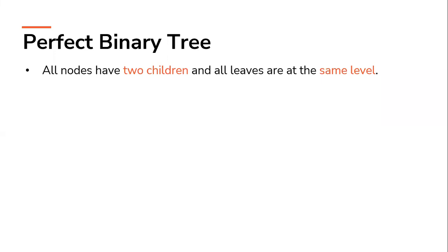All the leaves are at the same level. So that means what? Here, the tree will be perfectly filled. By the name itself, you can understand perfect binary tree. Perfectly filled. All the nodes have two children and all leaf nodes are at same level.